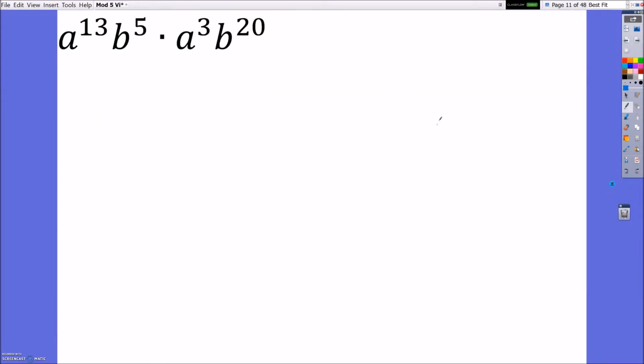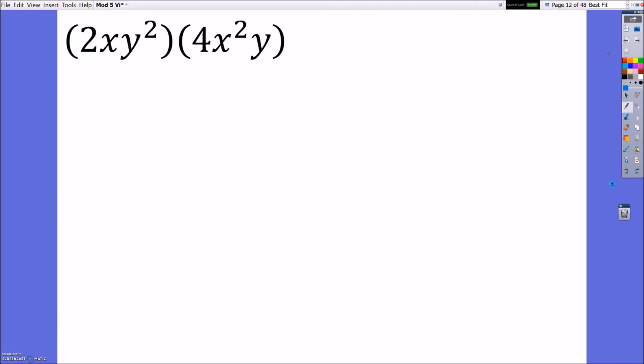So now what we're going to be looking at is multiplication. Remember, what I told you before is we can only combine variables that are the same base. So what this is saying is I have a to the 13th times a to the 3rd. If I combine these, I would have a total of a to the 16th power. Now I'm going to look at my second variable, which is b to the 5th and b to the 20th. If I combine those, I would have b to the 25th, and I did that just by adding the exponents. Remember, you can only add the exponents when you are multiplying them.